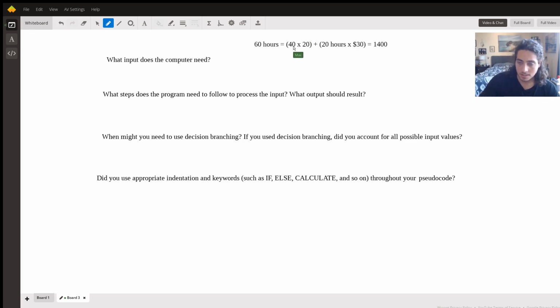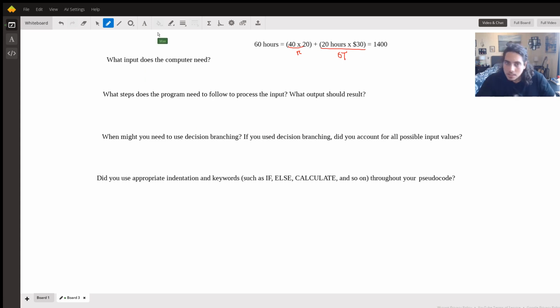So this will be the standard regular pay. This is the overtime pay, right? So let's say, yeah, this will be regular, and then this is OT. This is OT here. So from here, what is the input that we actually need?